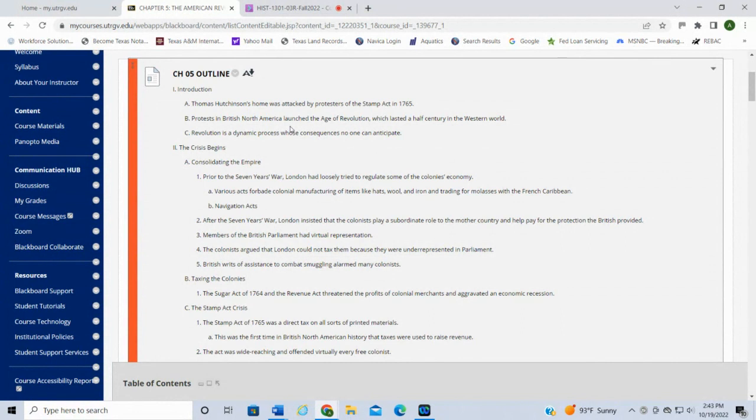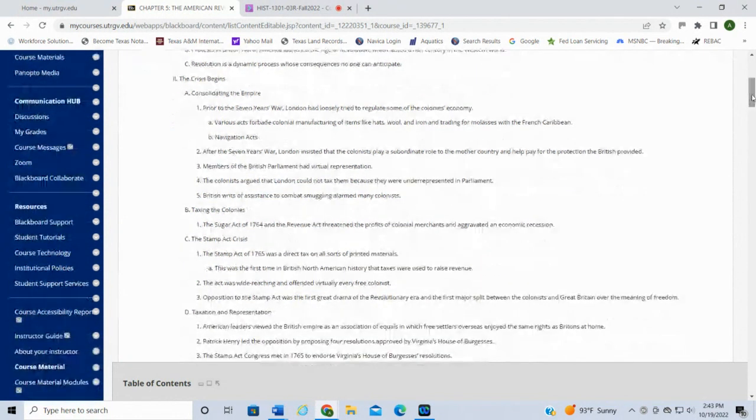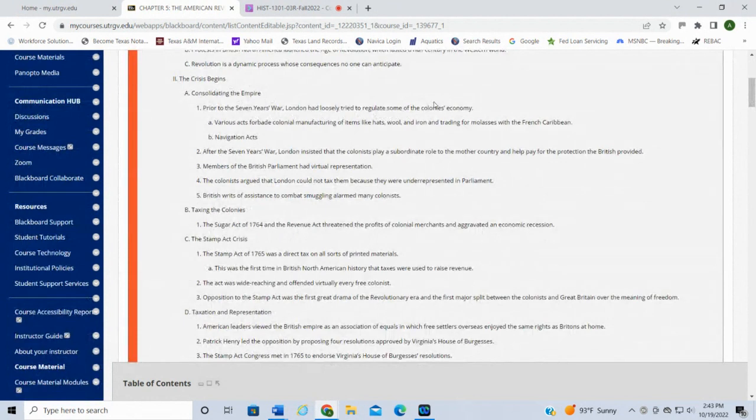Because again, the idea was, as we scroll down here, consolidating the empire. Prior to the Seven Years' War, London had loosely tried to regulate some of the colonies' economies. We talked about this before, right? The colonies had basically been left to kind of do their own thing, to handle their own affairs. And so Great Britain was making this change, now having a stronger influence and stronger control over the colonies, and the colonies were not happy with that.